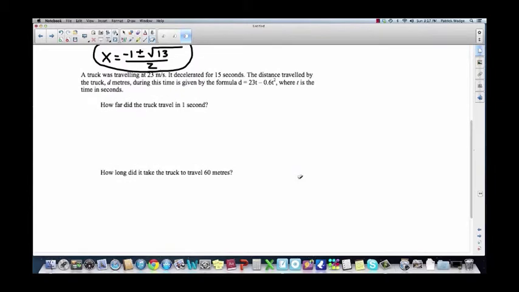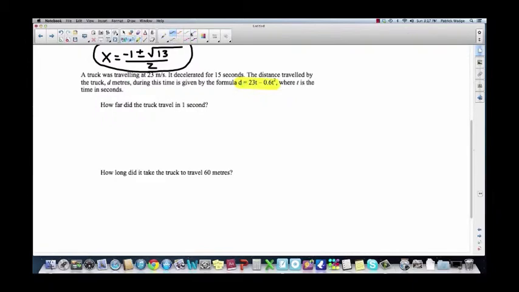Last question. A truck was traveling at 23 meters per second. It decelerated for 15 seconds. The distance traveled by the truck, d meters, during this time is given by the formula. So this is really what you're going to be using, where t is the time, and it already tells us that d is the distance.